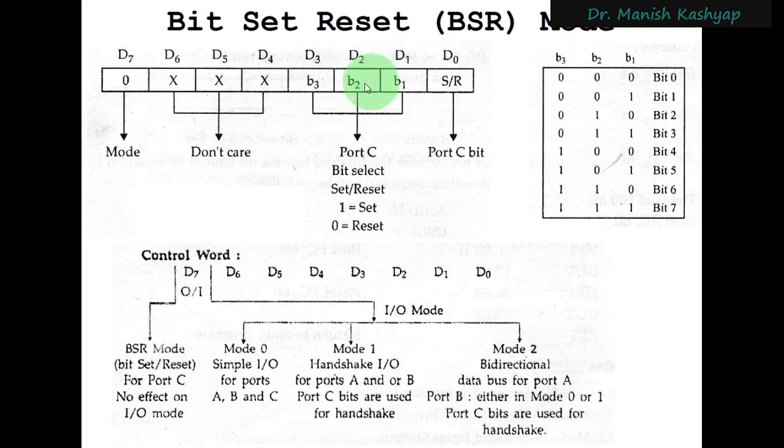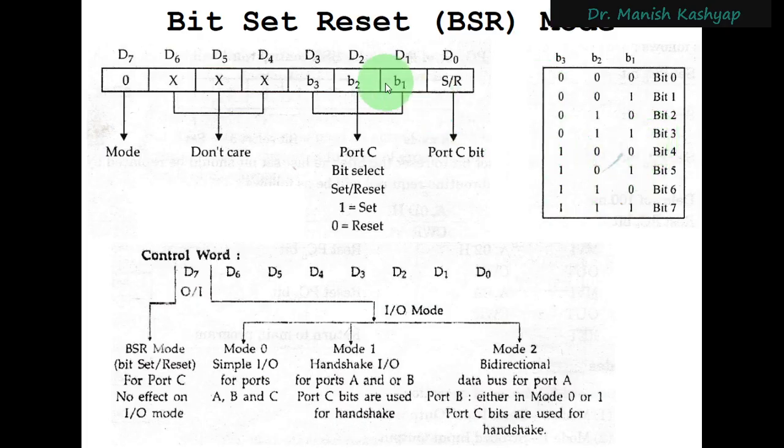And what is this B1, B2, B3? Whatever data is there according to this table, bit number 0, bit number 1, bit number 2 till bit number 7 of port C will be selected, right? Because port C is an 8-bit port, although it can be divided into two nibbles, it's completely an 8-bit port. And in this bit set reset mode, what we are trying to do is select one bit of that port, and set or reset it.